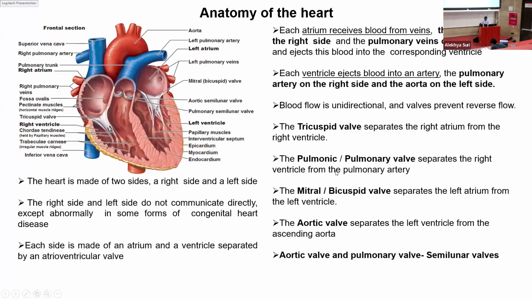And the valve which separates the right ventricle from the pulmonary artery is called the pulmonary valve. And the valve which separates the left atrium from the left ventricle is called the mitral valve or bicuspid valve. It has two cusp-like structures. And the valve which separates the left ventricle from the ascending aorta is called the aortic valve. So both the aortic valve and pulmonary valve are also called semilunar valves. If you look at the structure of the aortic and pulmonary valves, they look like a semilunar shape.